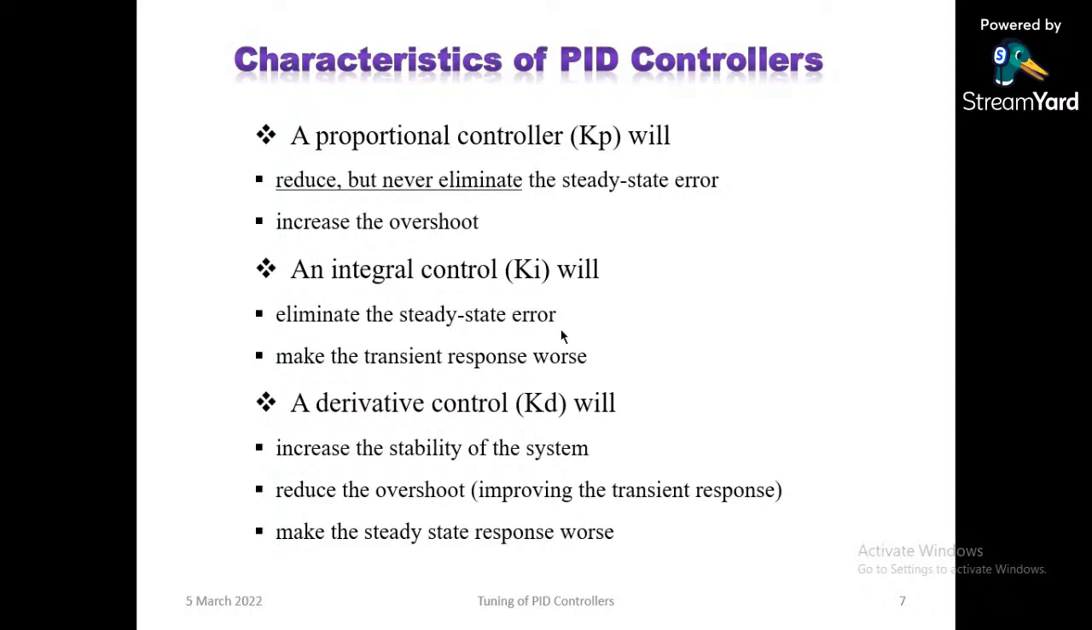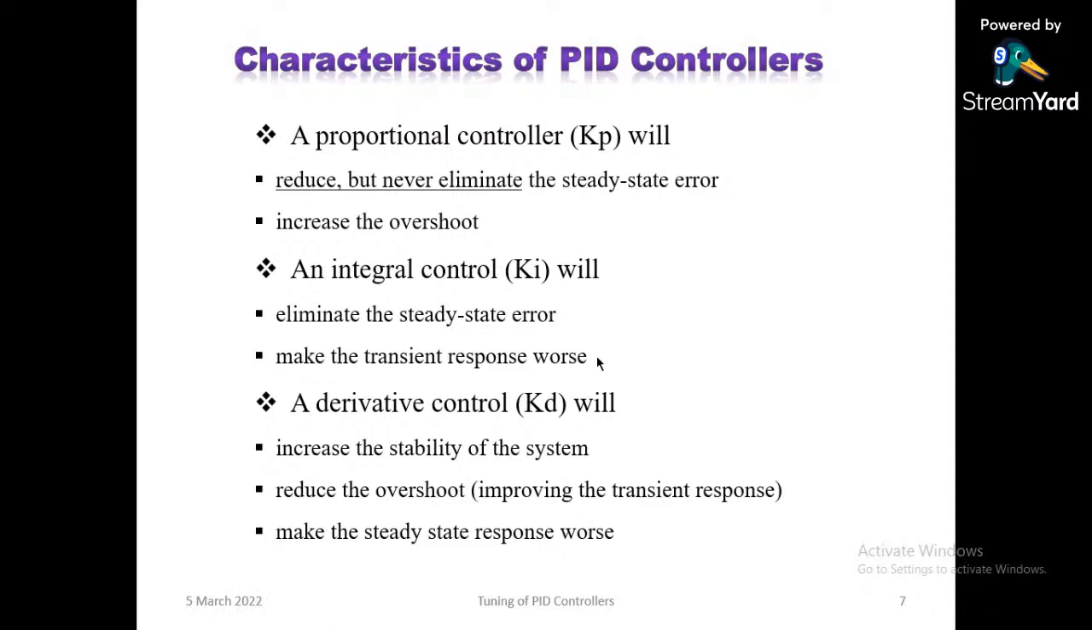Elimination means what? It makes it completely zero. Not 0.01 or 0.02, but completely zero. Until the error becomes zero, it will keep taking the integration. Getting me? But while doing this, it will adversely affect my transient response. No doubt, it is improving my steady state response. But while doing that, it will adversely affect my transient response. You can see it makes the transient response worse.